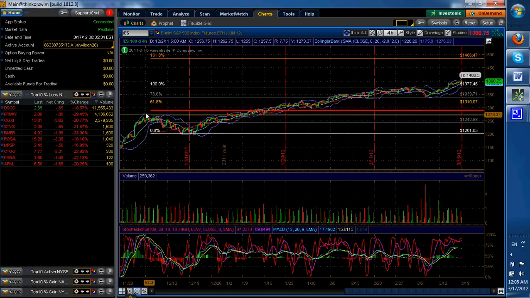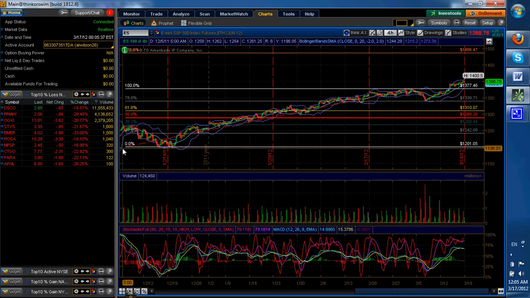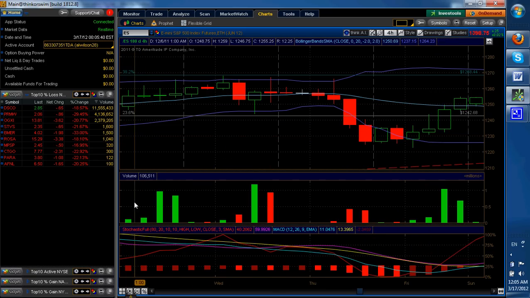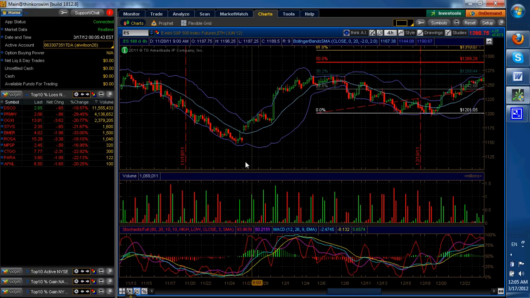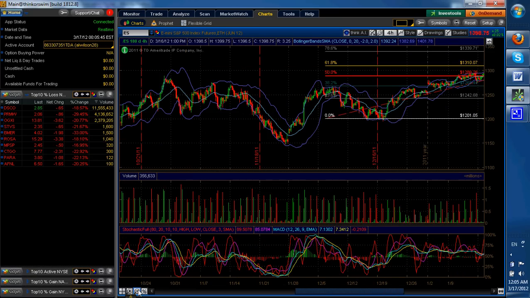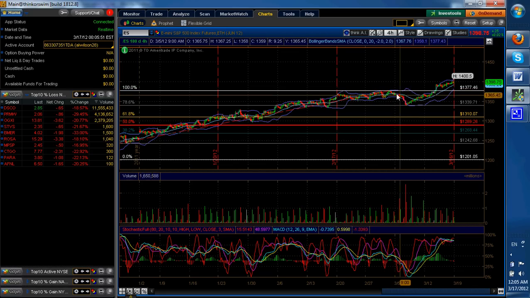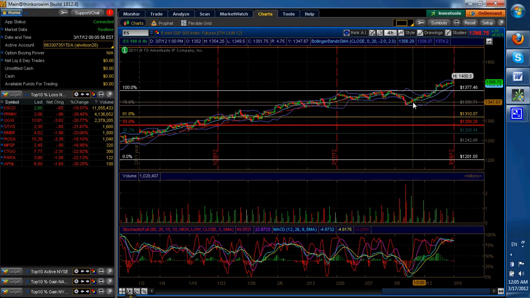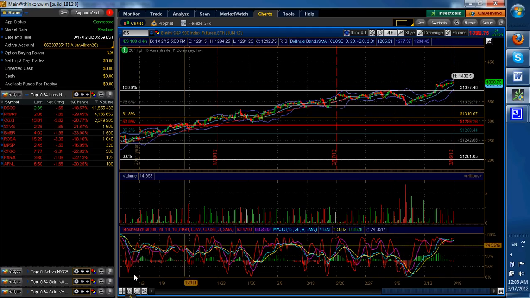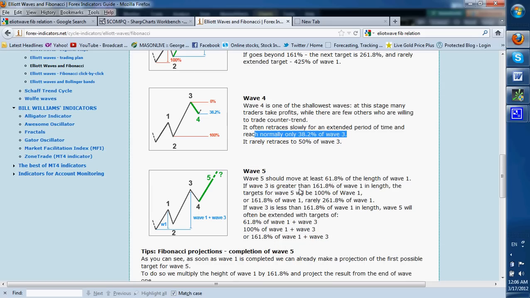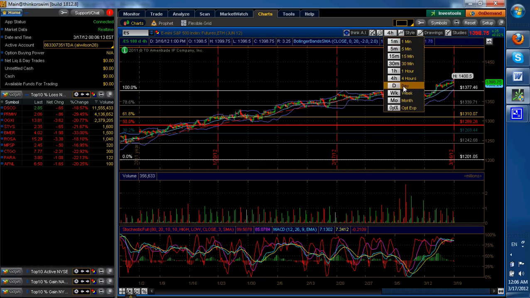And so, if we looked at this inversely, this is, what is it? I can't even see the number. 23.6%. And so, if we look at this line right here, wave 4 went down 23.6%, and now I see a rally going forward. And of course, if we look at this Fibonacci relations, if wave 3 is greater than 161.8% of wave 1 in length, the target for wave 5 will be 100% of wave 1. And so that's exactly what I'm seeing right now.